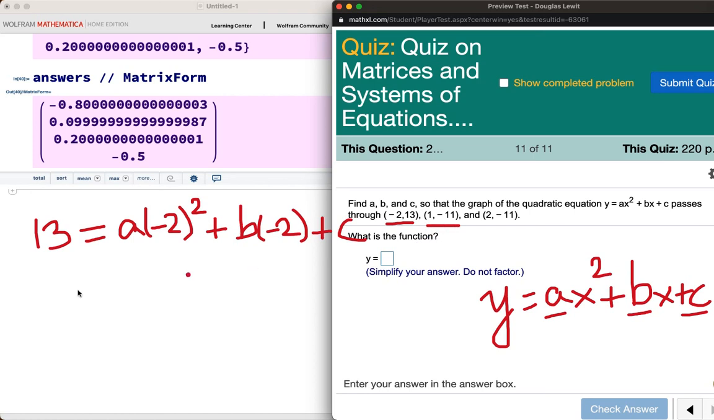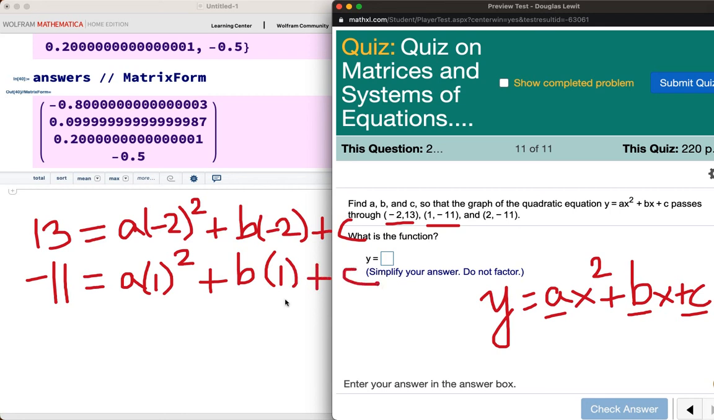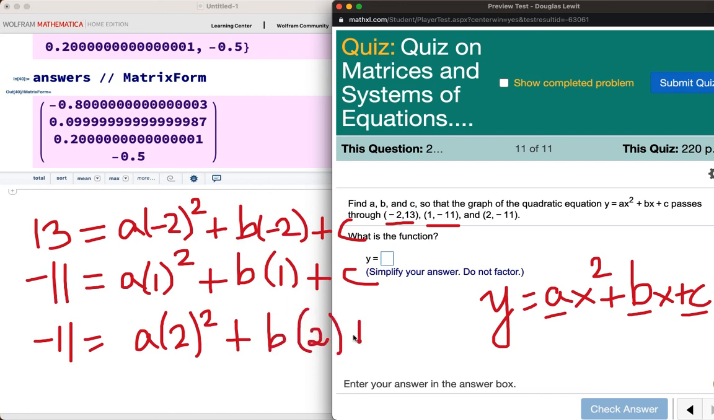And our second equation is going to be negative 11 is equal to A times 1 squared plus B times 1 plus C. And then the third equation is also negative 11, equal to A times 2 squared plus B times 2, and then plus C.